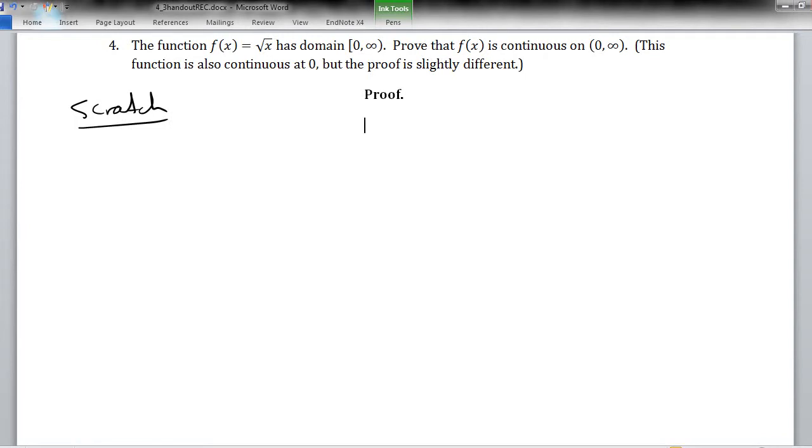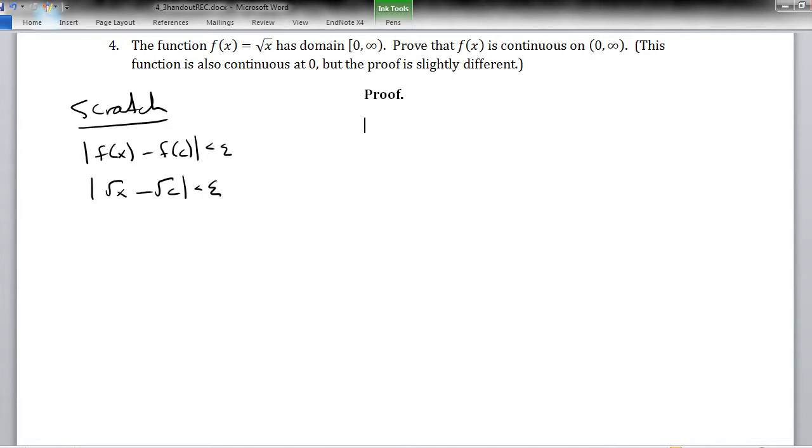The statement we eventually want to end up with at the end of our proof is that the distance from f of x to f of c is less than epsilon. Now for our particular function f, what that says is that the distance from root x to root c is less than epsilon. Now what we're going to be allowed to assume in our proof is that the distance from x to c is less than some delta of our choosing.